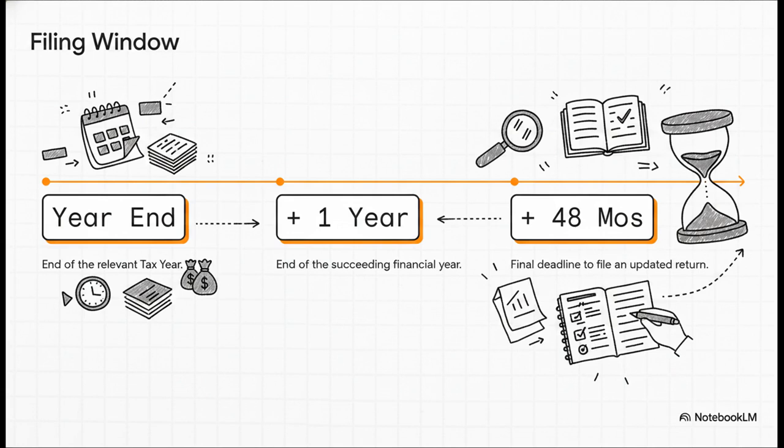It's a fairly generous yet strict 48-month window that gives you ample time to audit past records and voluntarily declare any omissions before the door slams shut.